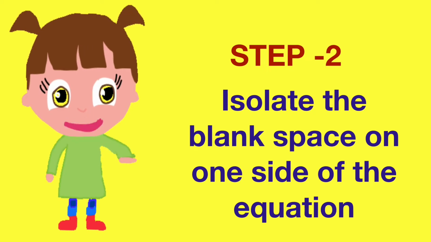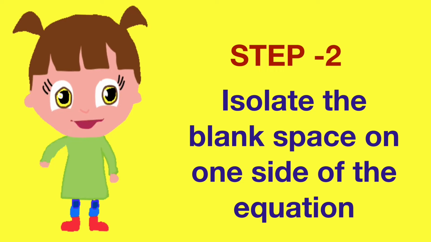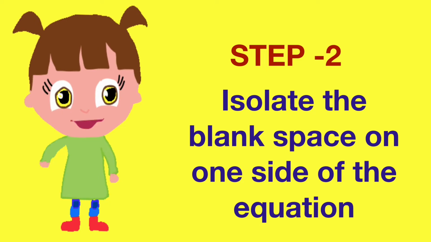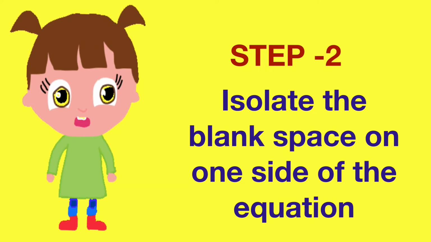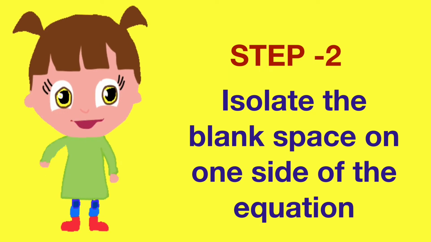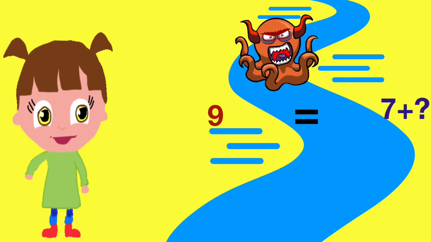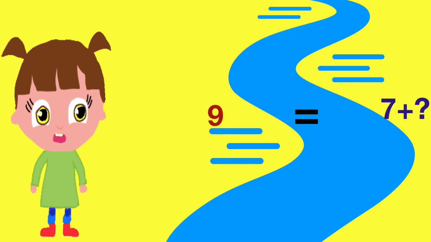So, now the second step is to isolate the blank space or the question mark on one side of the equation, and we will move the rest of the numbers which are next to the question mark to the other side of the equals to sign. Here in this image you can see that there is a river on top of which the equals to sign is, and in this river there is a river monster. So the number which wants to cross this river has to pay some tax to this river monster.